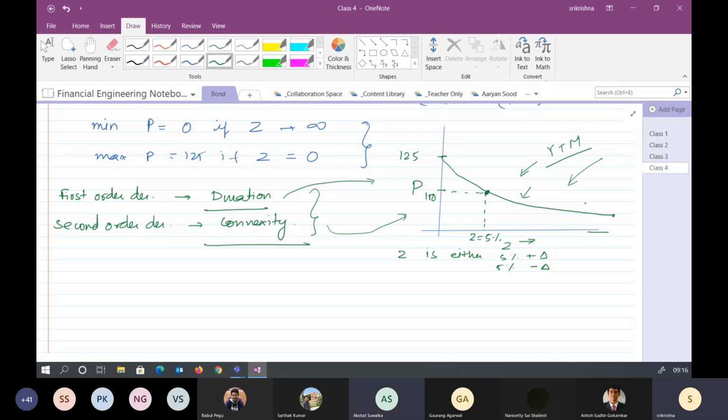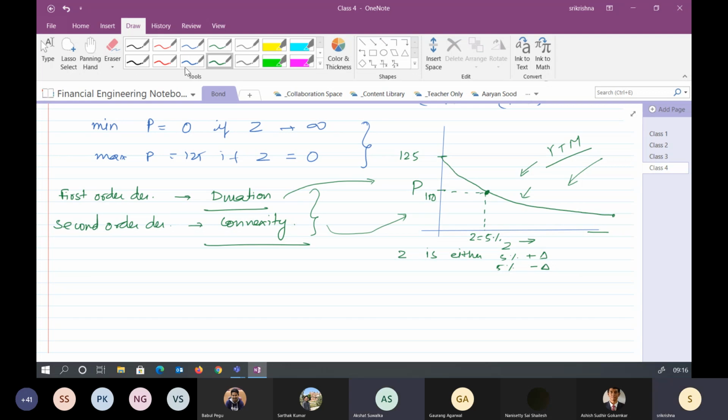Sir, but how did we understand the duration with the first order derivative? No, this is the definition, because our x-axis is the interest rate basically. Okay, so this is the definition basically. Okay.